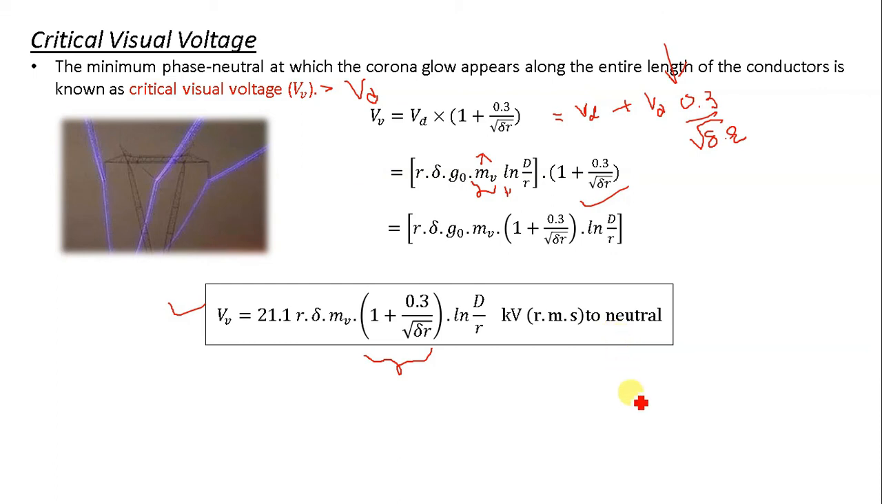I hope you now understand what the critical disruptive voltage is and what the critical visual voltage is. On that basis, we will now move on to the different factors that affect corona, and then we will also discuss the advantages and disadvantages. This is all about today's lecture. In the next lecture we will be discussing factors affecting corona.